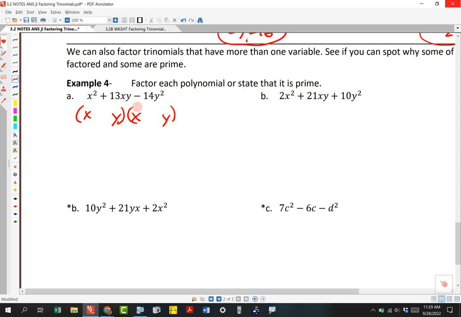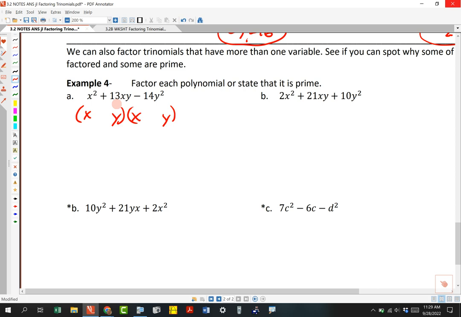Lizzie, you had your hand up. Did you want to try? Well, they need to combine to be positive, but then multiply to be... Perfect. They need to combine to be positive, multiply to be negative. Specifically, they need to multiply to be negative 14, combined to be positive 13. Anybody want to tell us what they think they are?